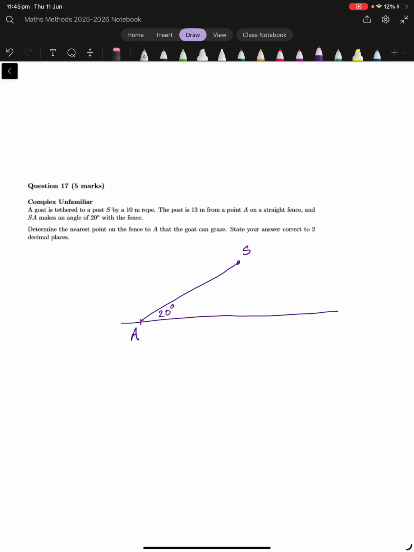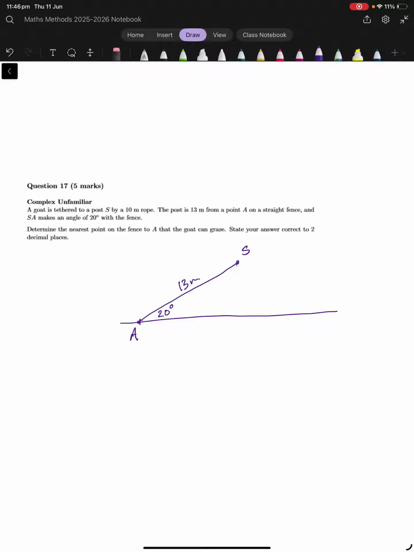So let's read it again. A goat is tethered by a 10-metre rope. The post is 13 metres from point A on a straight fence, and SA makes an angle. So if it's 13 metres away, that's going to be 13 metres from a point A on the fence at an angle of 20 degrees. Determine the nearest point on the fence to A that the goat can graze.